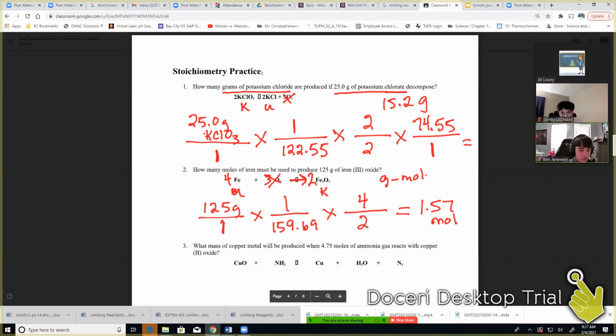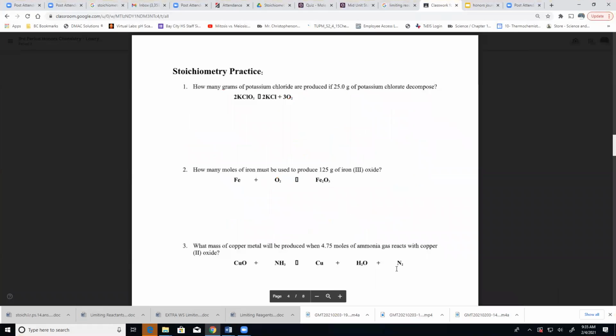So which do y'all like better? Or maybe you have to decide after you try a few of them. Do y'all want to try number 3 and then we can check it together? Try number 3 using the chart.